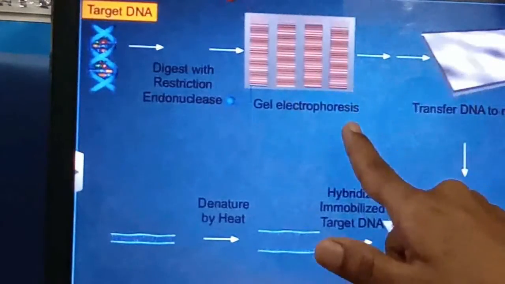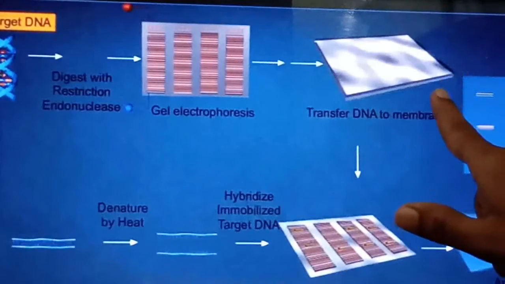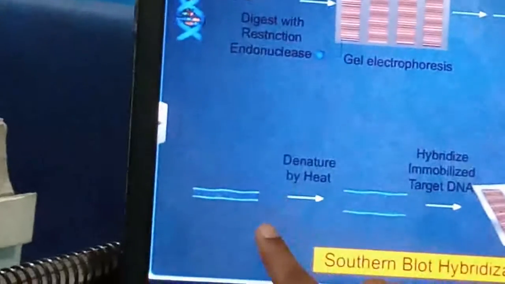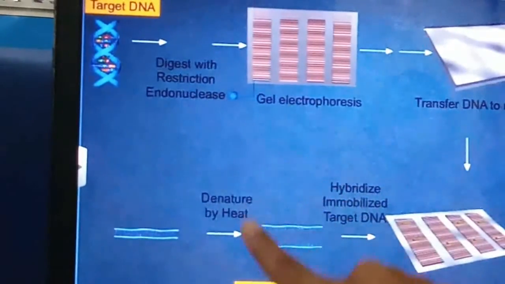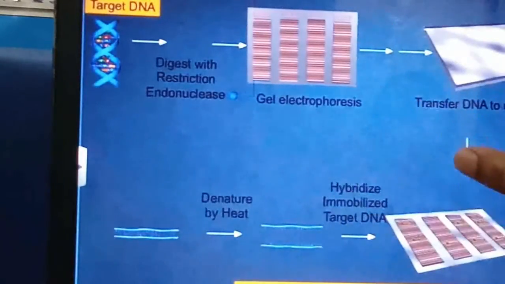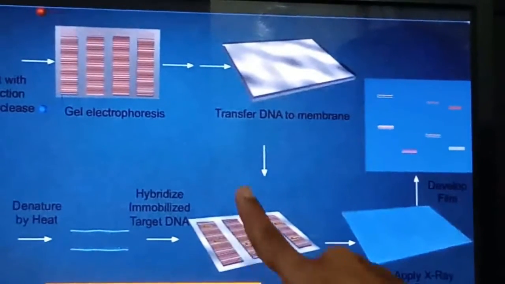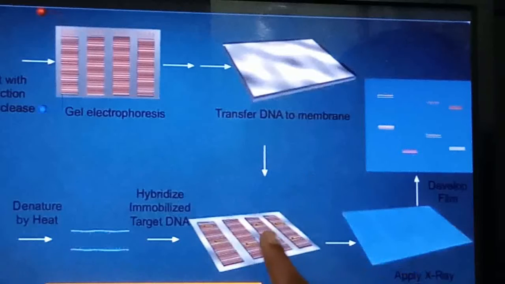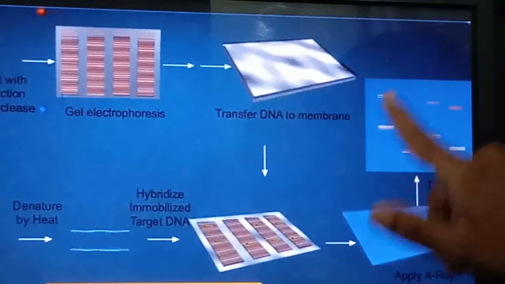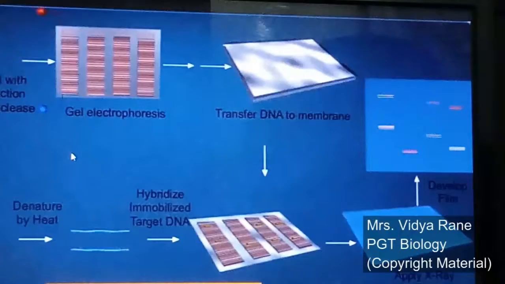Gel electrophoresis will run, then it will be transferred to a membrane or nitrocellulose paper. Similarly, some probes, known sequence DNA fragments, will be made. These probes will be run on this nitrocellulose paper. Wherever their matching sequence is there, they will get hybridized, and as it is a radioactive probe, it will be seen in a radiograph photo. So this will be seen. Now let's see it one by one in detail.